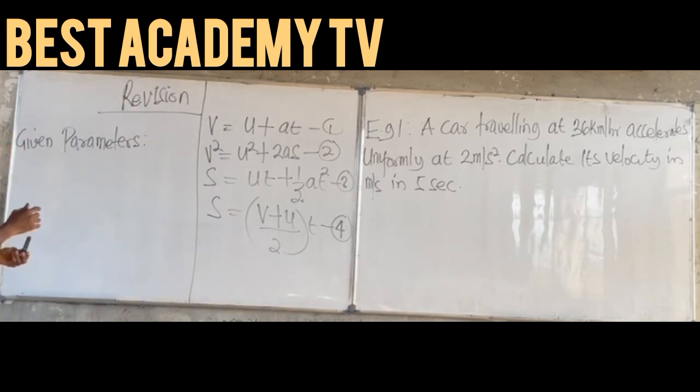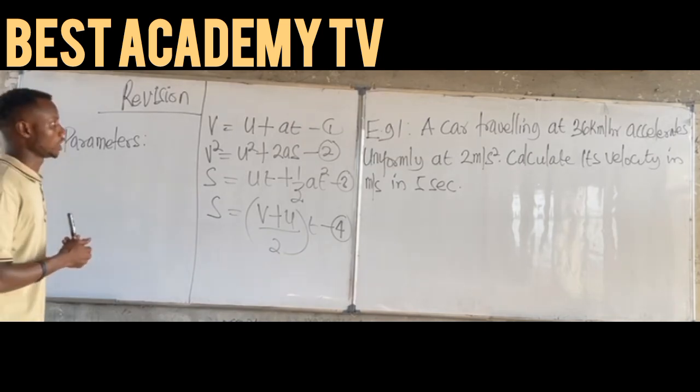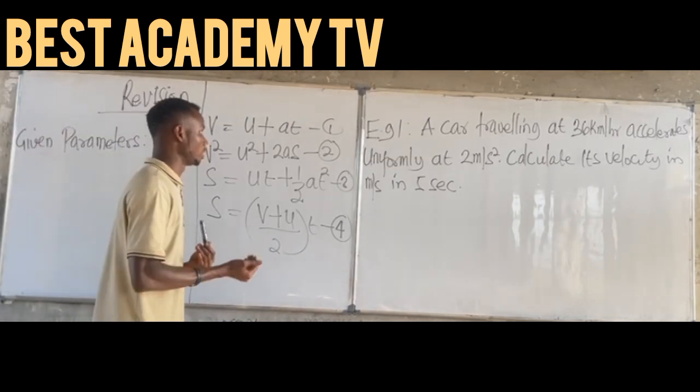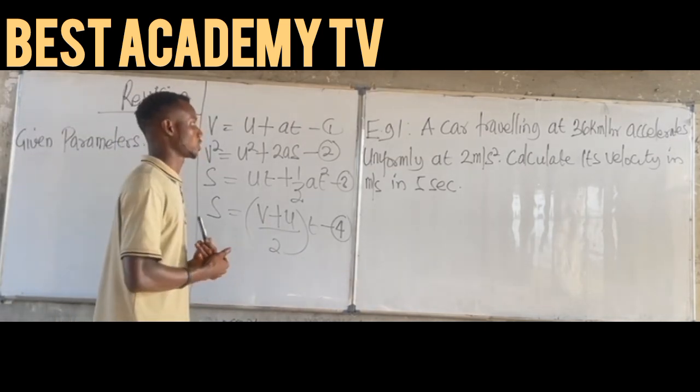What is given to us there? The first one is that the car is starting the journey at this stage. And the velocity that the car starts the journey with, we call that velocity the initial velocity, right? Now, what else do they say? It accelerates uniformly at 2 meters per second squared.